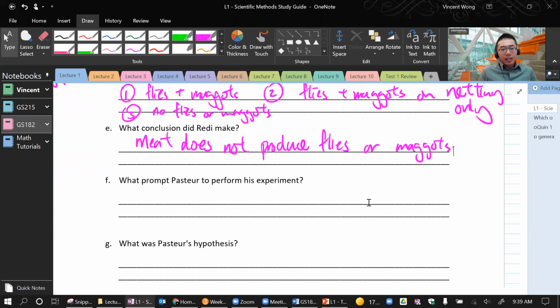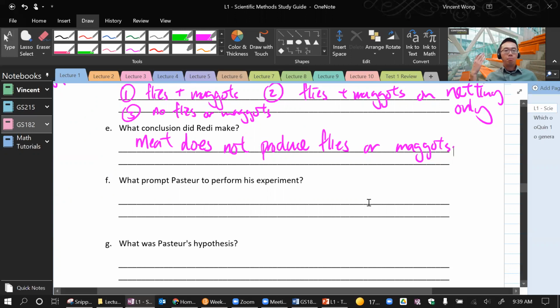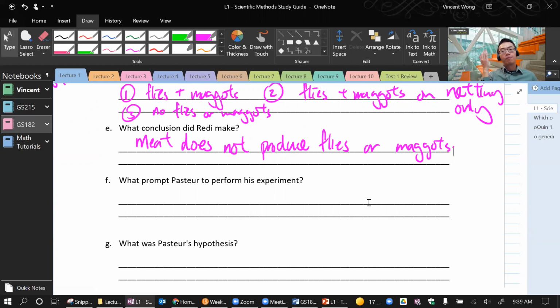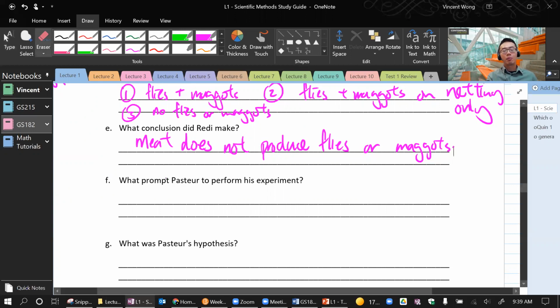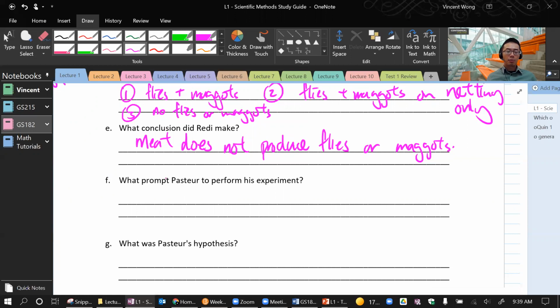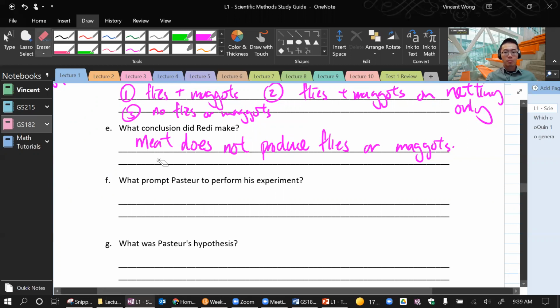Then there is Pasteur, Louis Pasteur. If you buy milk or cheese or honey, sometimes it will say it is pasteurized honey, as opposed to raw honey. Milk is always pasteurized. You shouldn't drink non-pasteurized milk. So it's the same guy who came up with the process of pasteurization. This person also did an experiment. And what prompted him to do the experiment?